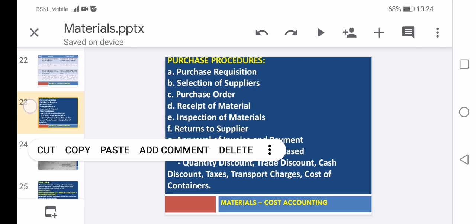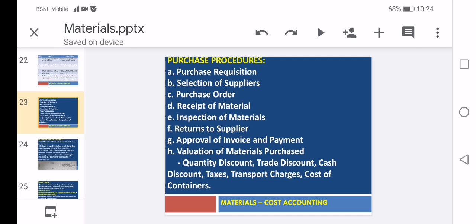Immediately after this, the next process called receipt of material means the supplier, after going through the purchase order, will send in proper package through proper container to our warehouse or godown, and that material we have to receive. Mere receiving is not enough. In the purchase procedure, important step after receiving the material is inspection of the material.